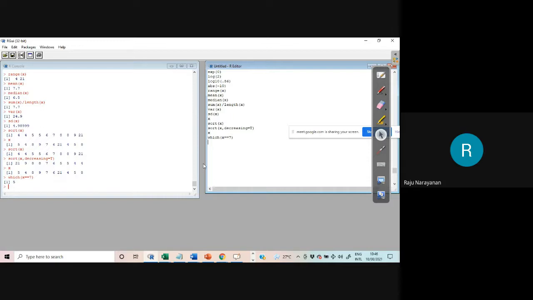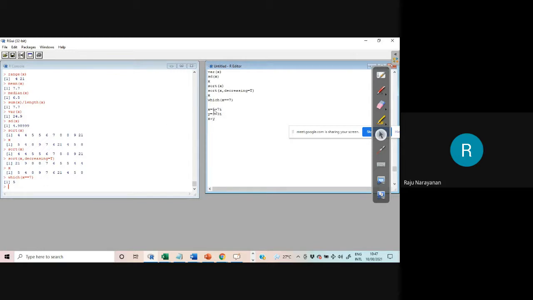Another specialty of R is he can handle, he or she, please excuse me if I made some gender difference. R can handle complex numbers also. Suppose x is equal to 5 plus 7i. It is very rare in packages. And y is equal to 3 minus 2i. x plus y, it will handle.